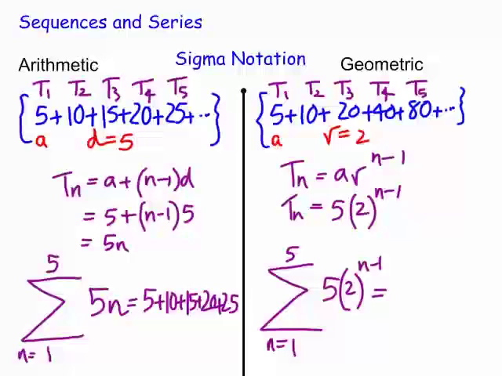So 5 times 2 to the 0 is 5, plus, put in 2, 5 times 2 to the 1, so it's 10. Put in 3, 5 times 4 is 20, and so on. Put in 4, 8 5s are 40. And the last one would be 5 times 2 to the power 5 minus 1, 2 to the power 4 is 16, 5 16s are 80. So I can write the sum up to 5 terms with this sigma notation for a particular sequence.